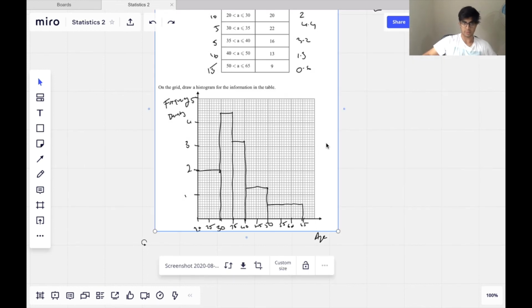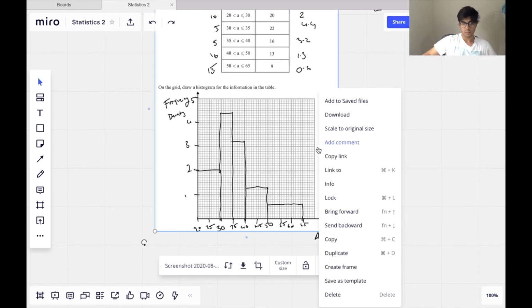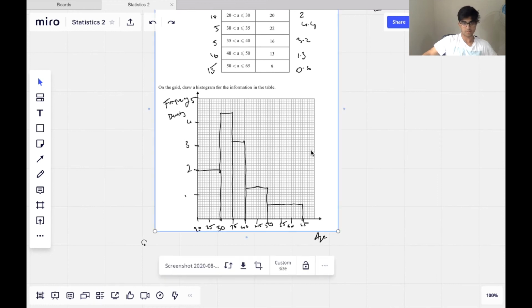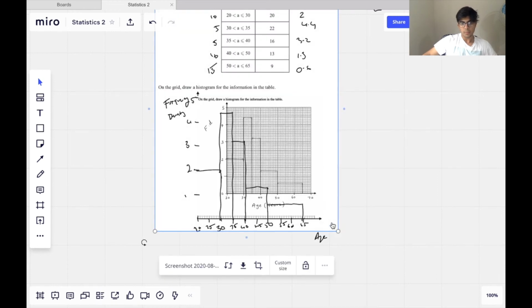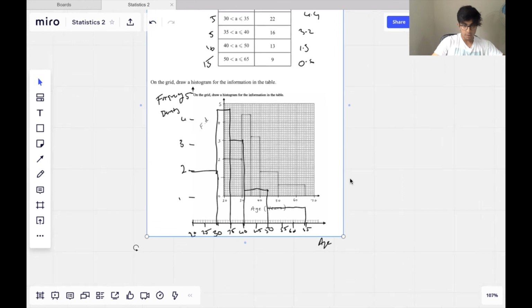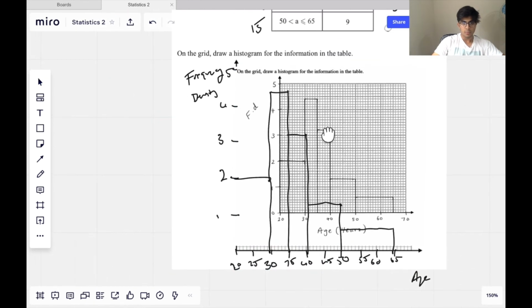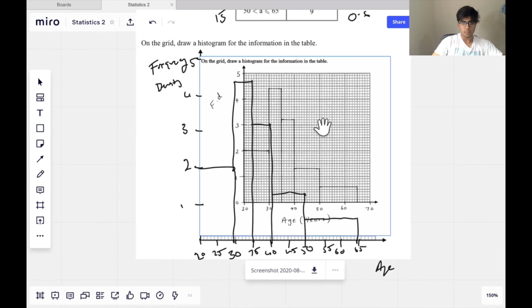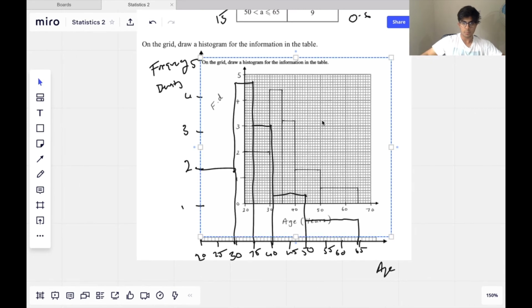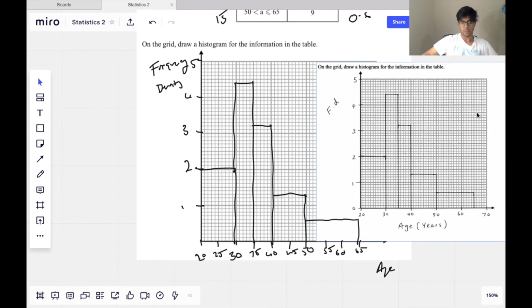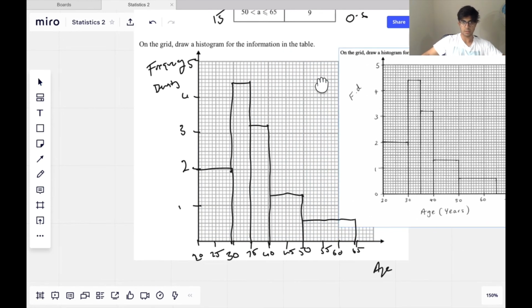Maybe if I send this to back. That's not it. Ooh, okay, it's not letting me. There we are. So I can compare it side by side.